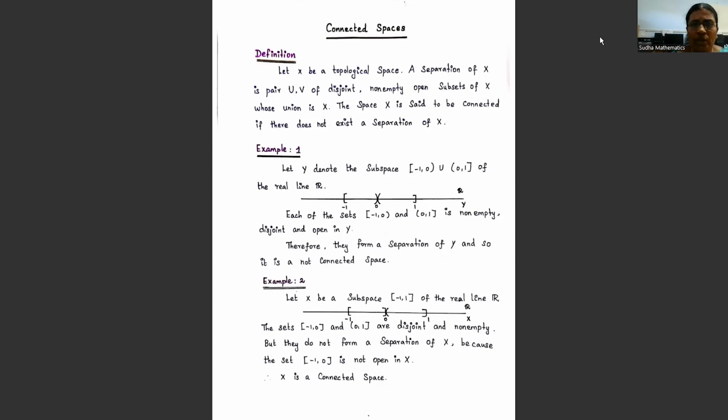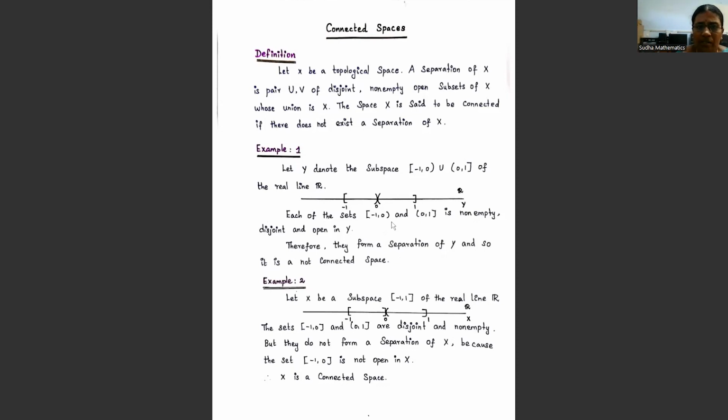Now let us see few examples on connected spaces. Example 1, let Y denote the subspace union of two half-open intervals [-1, 0) and (0, 1] of the real line R. Now these two sets, you can very much view from the diagram. These two are non-empty, they are disjoint and they are open in Y. Since the space Y is the union of these two sets, it very much satisfies the definition of a separation of a space. So Y becomes a not connected space. Since there exists a separation for the given space Y, the space Y is not connected.